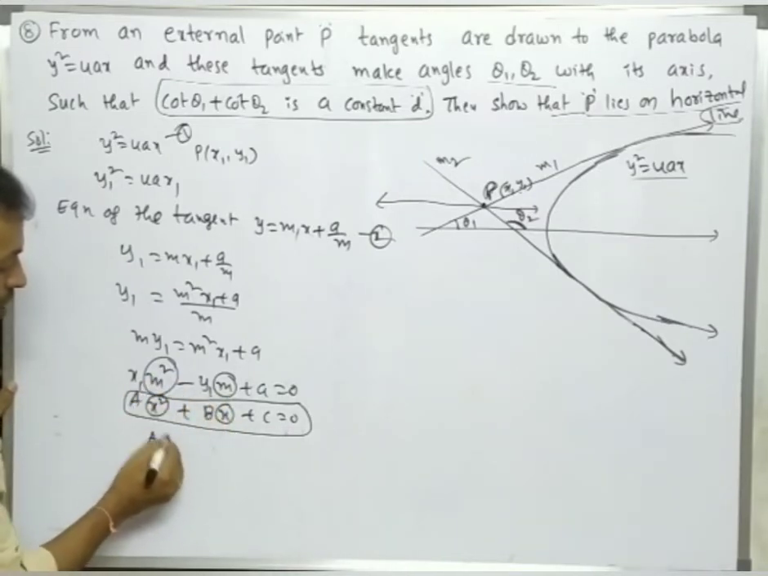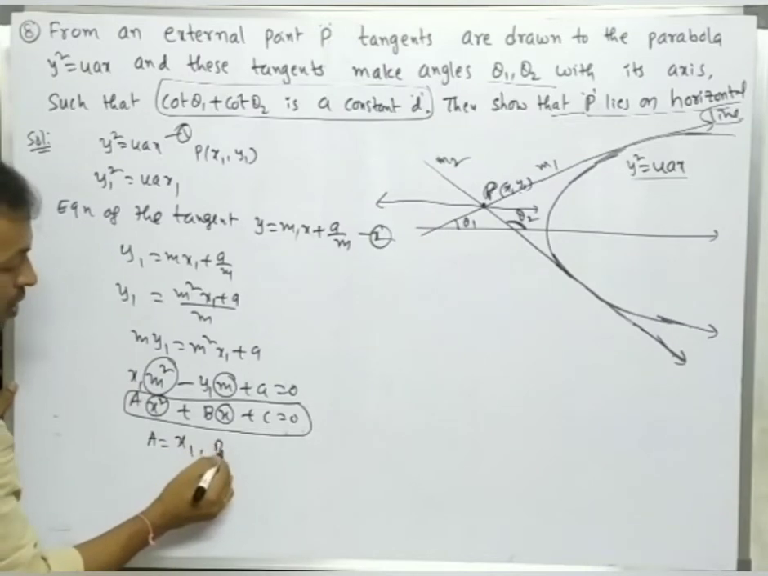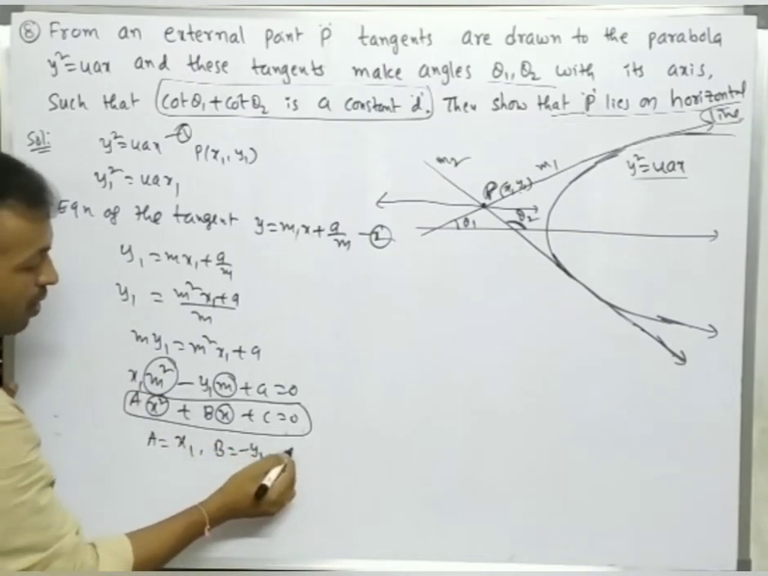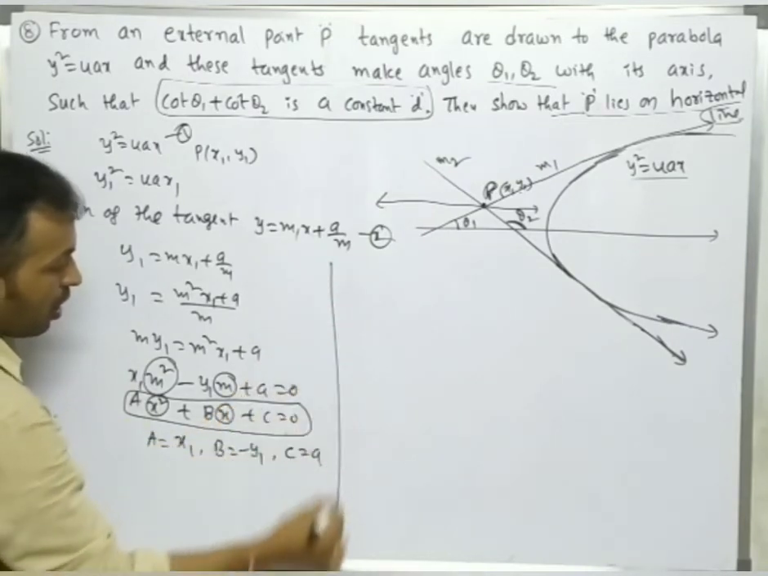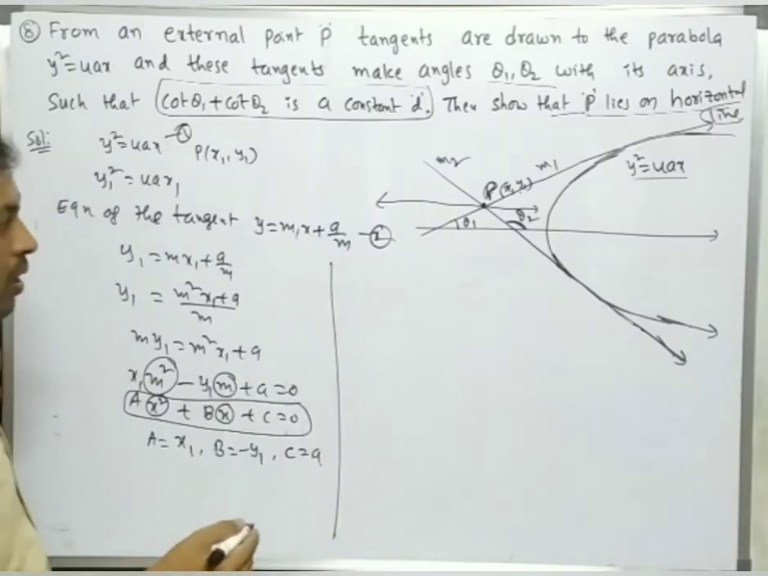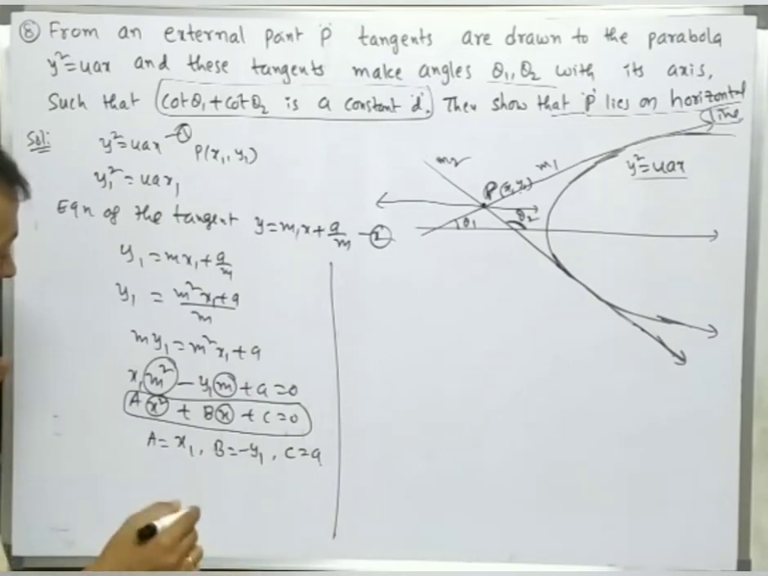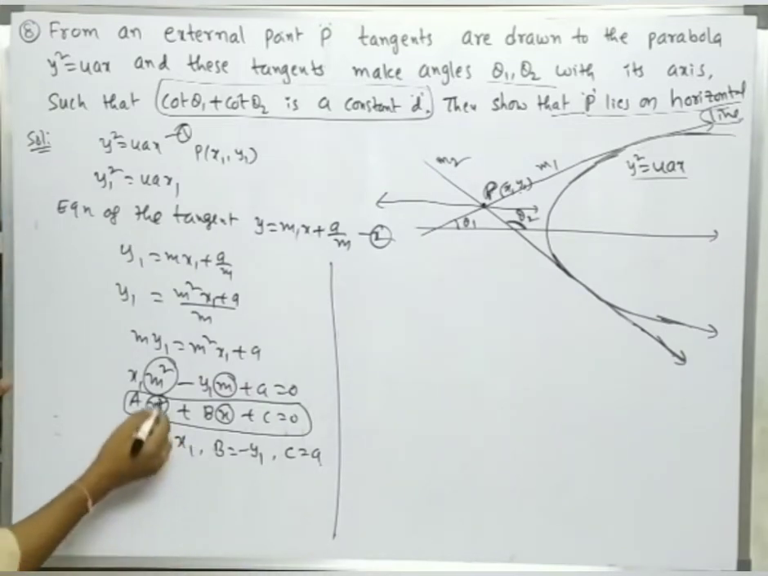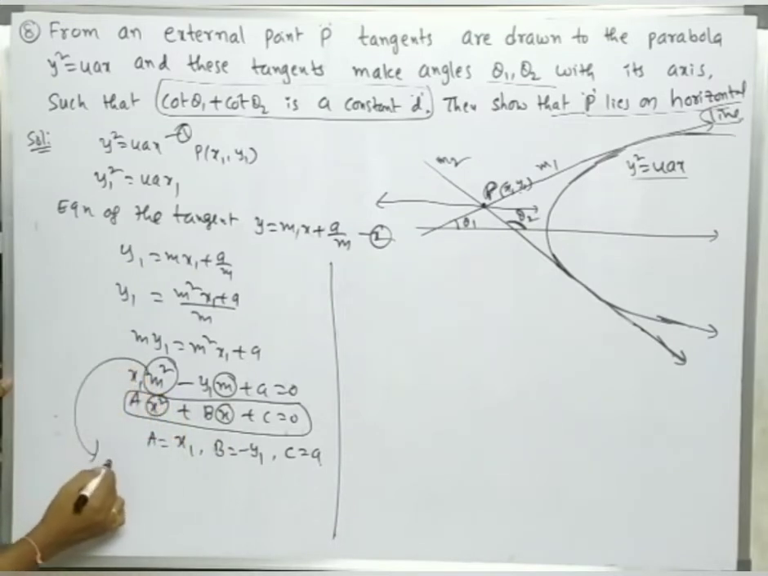So what is the value of a here? x1. What is the value of b here? Minus y1. c is a. Okay, so right now here I am recalling previous knowledge. Here this is a quadratic equation in terms of m. So we have two zeros, two roots. Those are called m1 and m2.